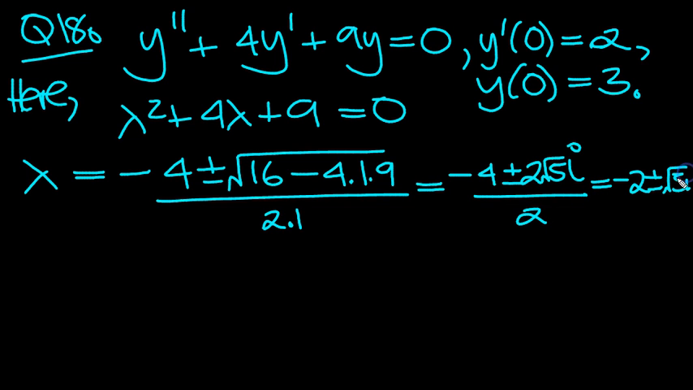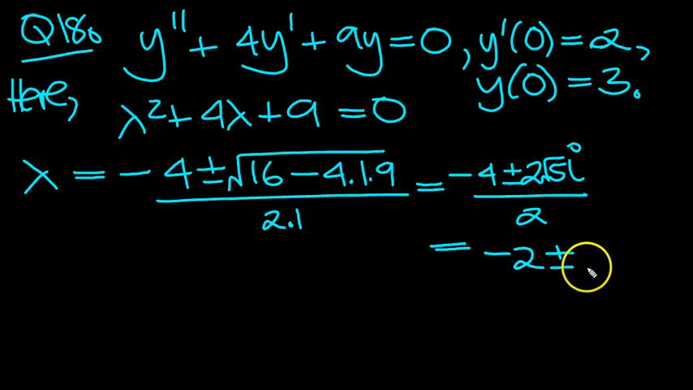times i, if you can read that, all over, oh that's it, sorry, because I cancelled by 2 and wrote them down as separate parts. I'm going to write that again, sorry, just tidy that up. So that's equal to, split the fraction up, minus 4 over 2 is minus 2, plus or minus, and then it's 2 root 5 over 2, which is just root 5 i.